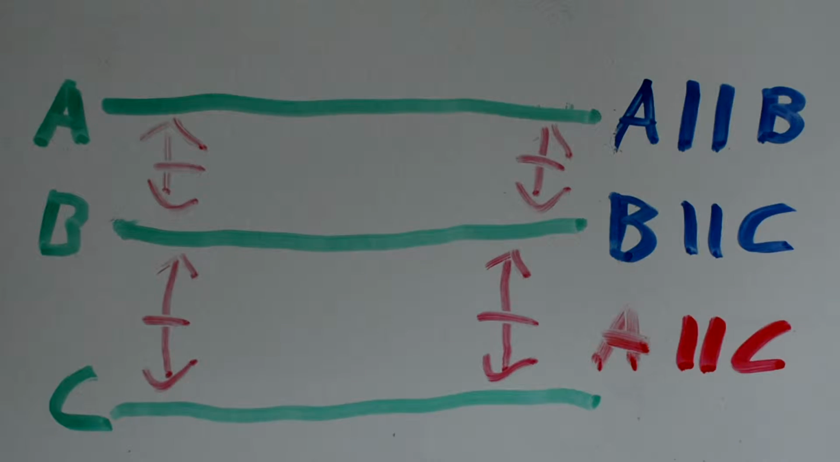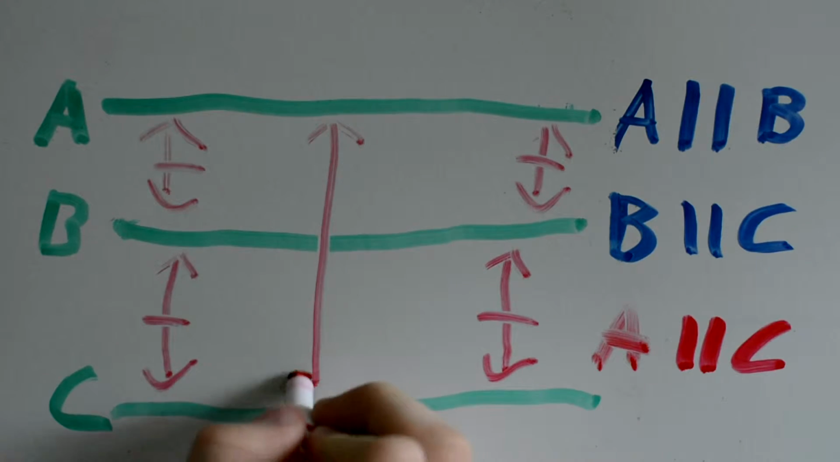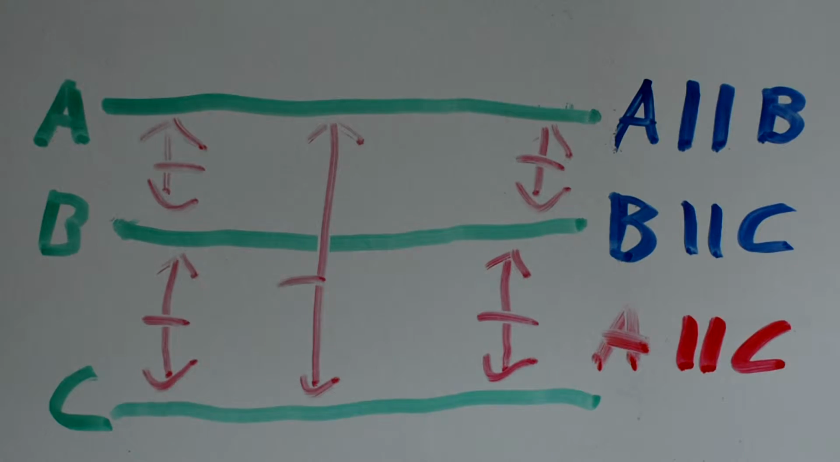So line A is the same distance from line B, and line B is the same distance from line C. So you know that line A is always the same distance from line C. And if they're always the same distance from each other, they never intersect, and that means line A and line C are parallel.